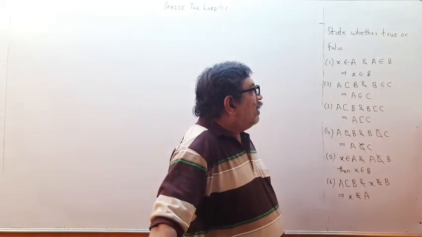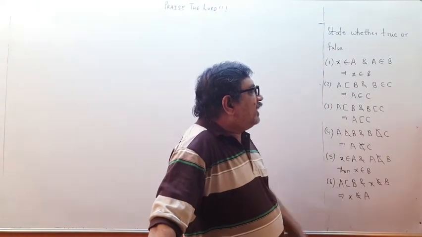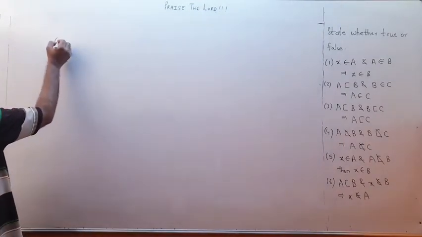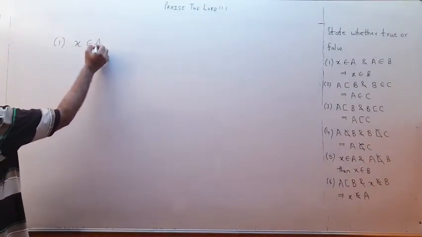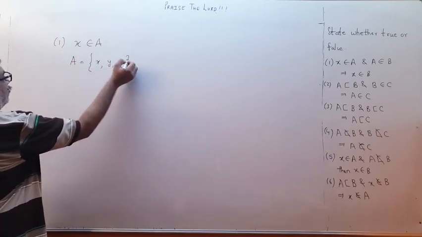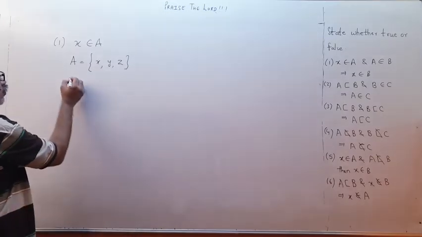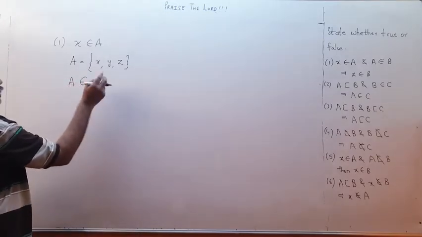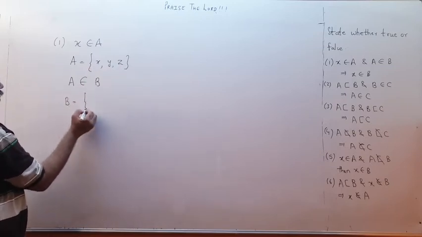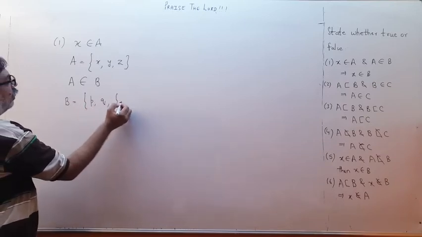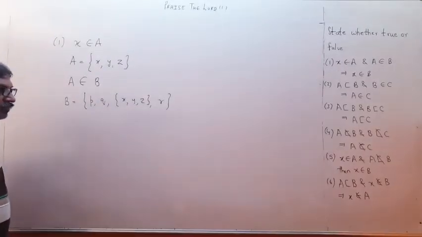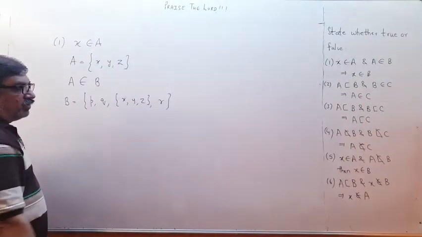Now, x belongs to A and A belongs to B implies x belongs to B. So x is an element of A. I am taking the first one. X is an element of set A. So I will write set A like X, Y and Z. And he says A belongs to B. A belongs to B. That means this set should be inside B. So B will be like P, Q, X, Y, Z, R. Something like this. So this A is an element of B now.